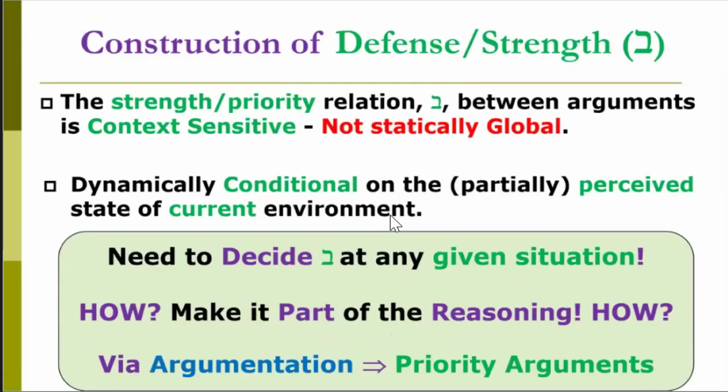So how are we going to do this? This is part of the reasoning. How are we going to make it part of the reasoning? The answer is very simple again, via argumentation. So not only are we going to argue about the object level options, answer or not answer, but also we're going to argue about the strength of the arguments that we have brought in to consider answer or not answer. Just like they do in court with law.